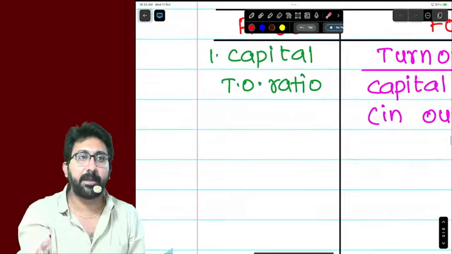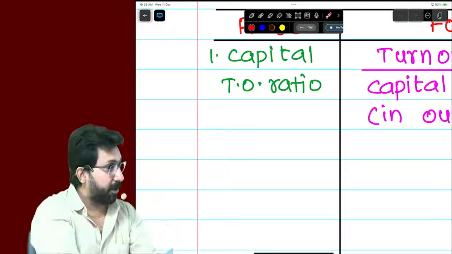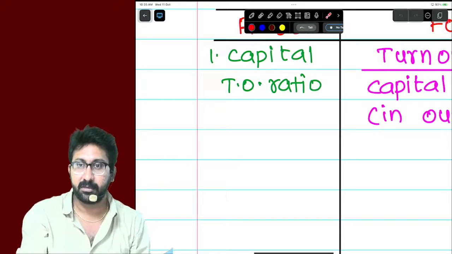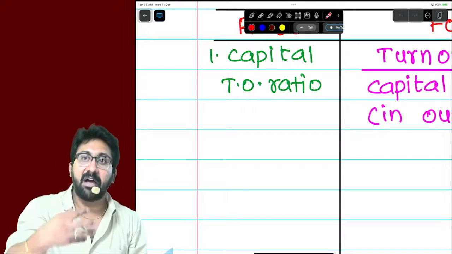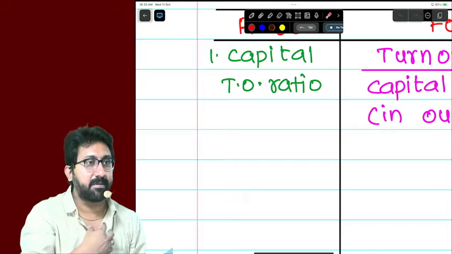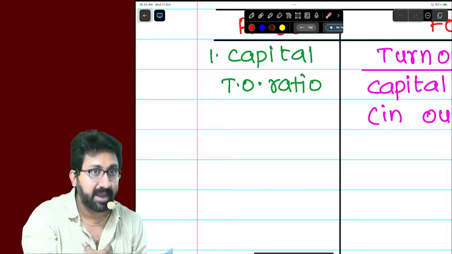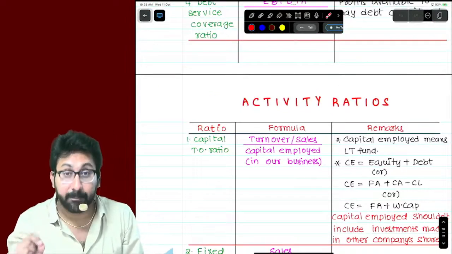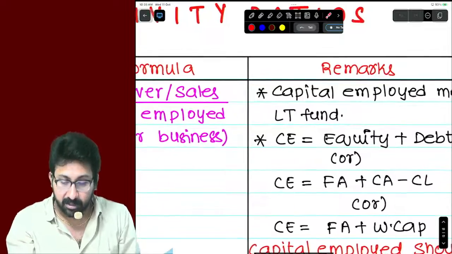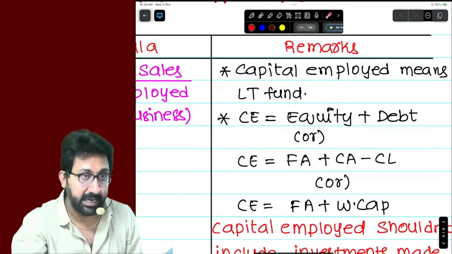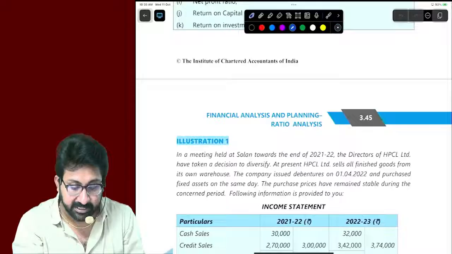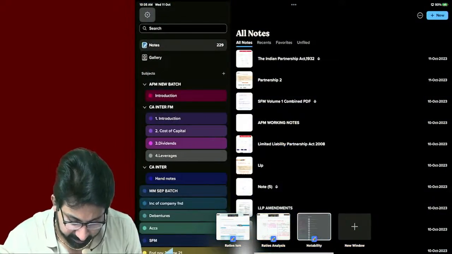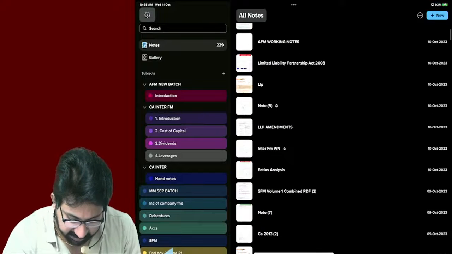Turnover by capital employed. When I say capital employed in our business, listening, that means you should take equity share capital, preference share capital, reserves and surplus, debt capital. When I say capital employed, total capital employed, tell me what is it? Equity plus debt. One more time I am telling this, please concentrate properly. This is a very important area. This was asked so many times in exams as well.